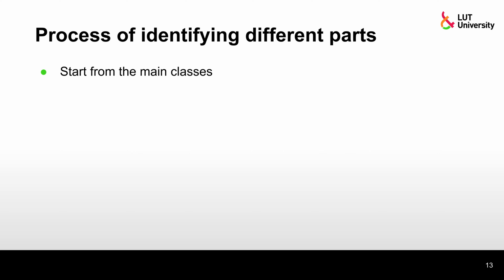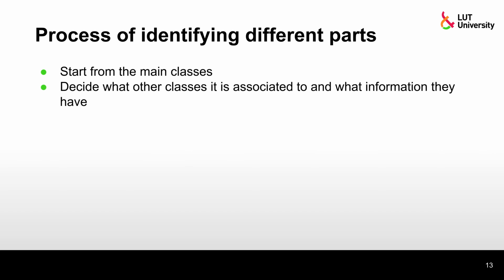And then when you are modeling deeper, you understand that some minor classes will arise too. Decide what other classes are associated with these main classes, how they collaborate, and what information they have. And design the classes in the order of importance. So in the SISU case, you would start with the student, grade and course classes.